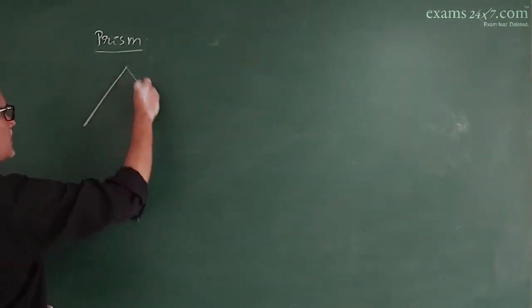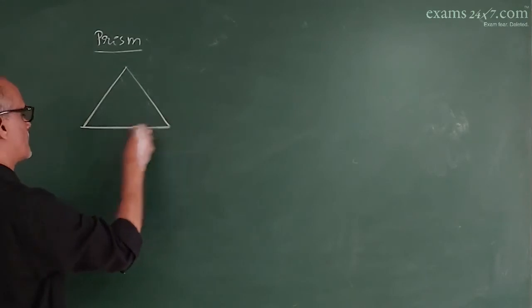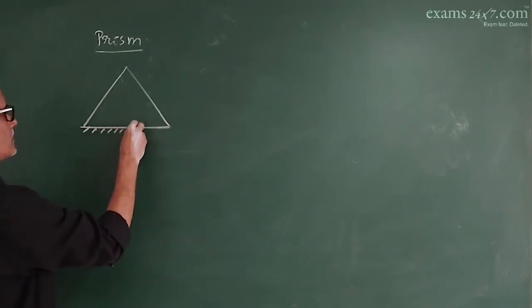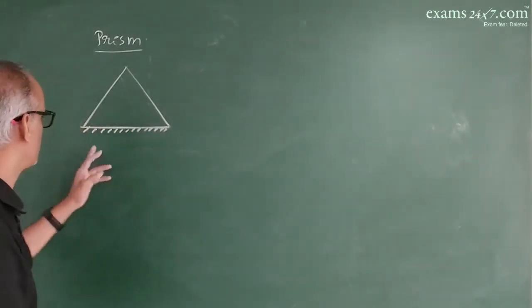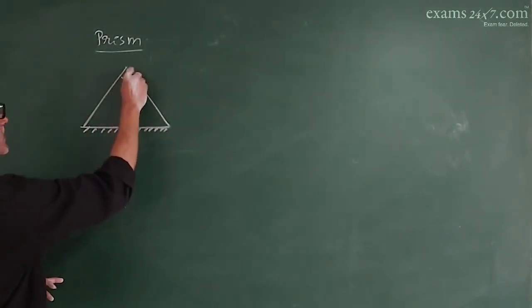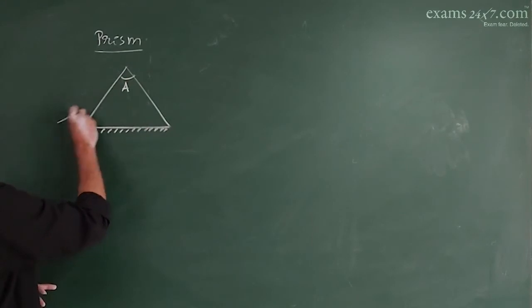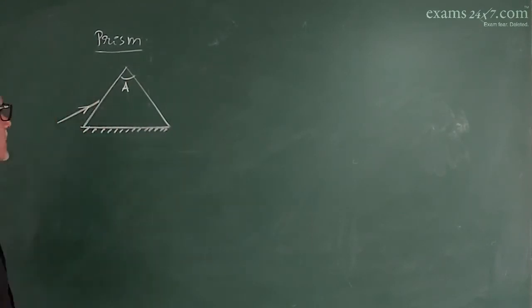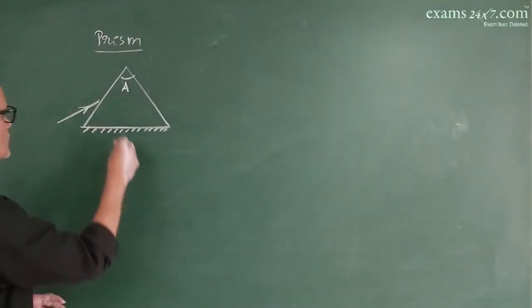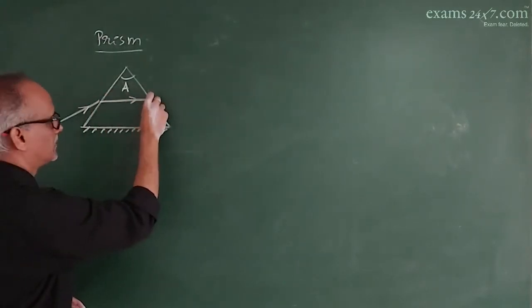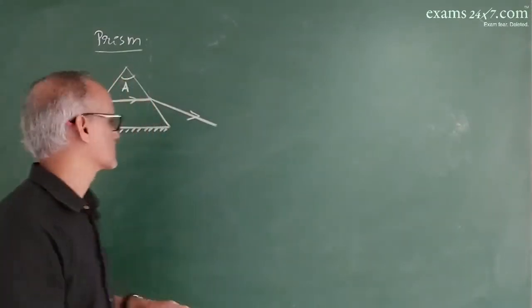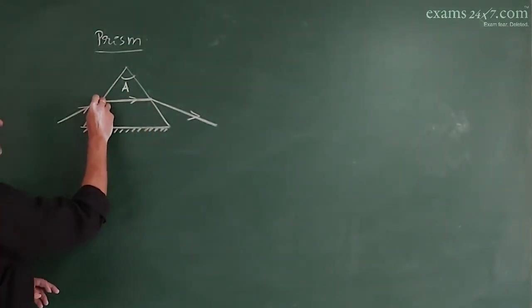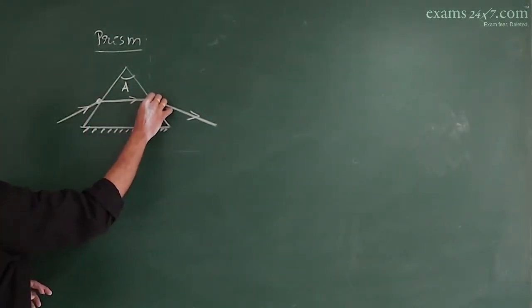So when refraction takes place through a prism, one of the face which is highly polished is called as the base, and these are the two refracting faces, and A is the angle of the prism. A monochromatic ray is incident on one of the face, it undergoes a refraction, and then further it emerges out of it. So refraction takes place twice, once at one of the surface and again at the other surface.